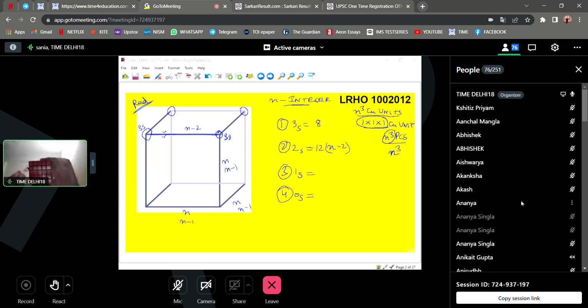See, total, what is the number of cubes in this? How many are here? 25 in one layer. How many layers are there in all? 5 layers are there. 25 fives are 125. Okay.